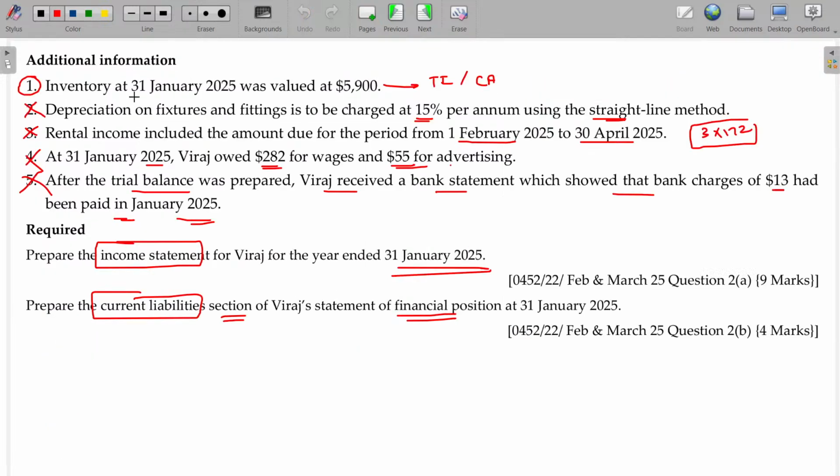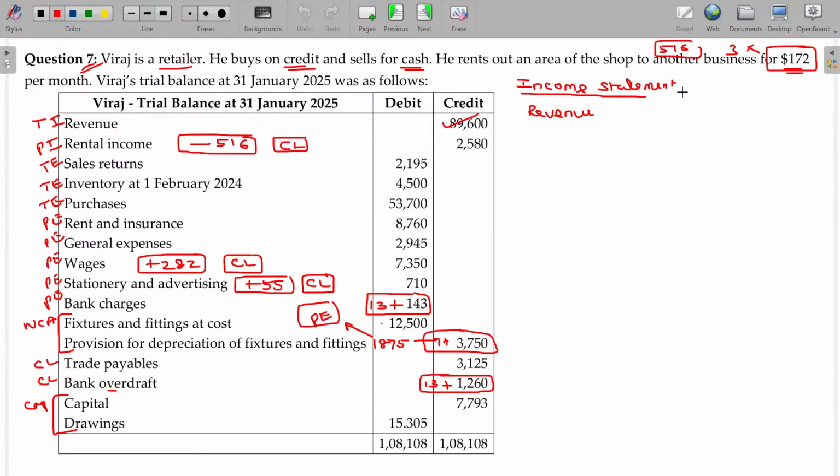Now this should be posted twice, inventory also. Let's now start. Revenue. I'll put a tick mark for all the items I post.